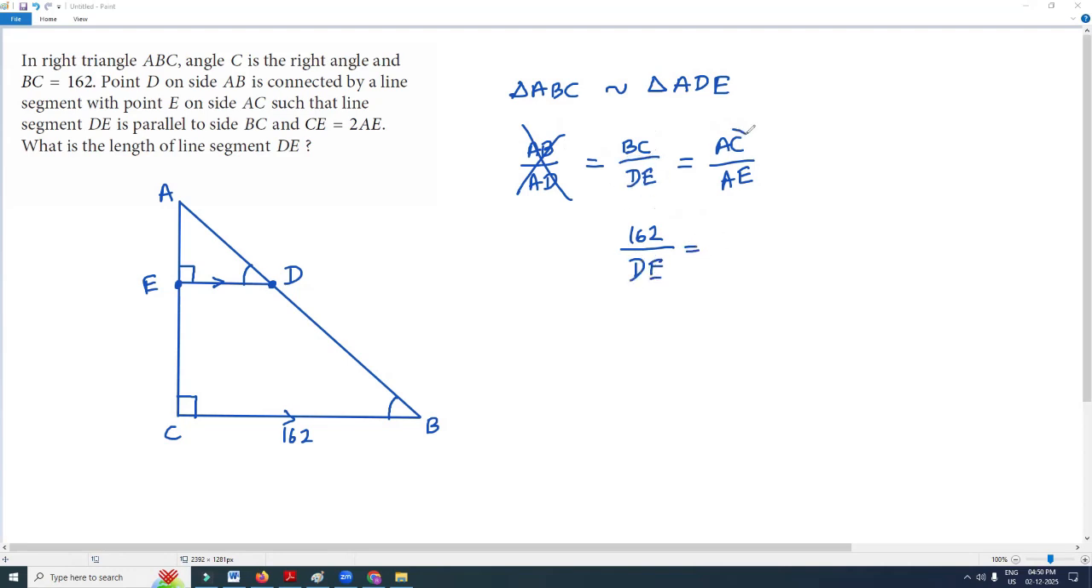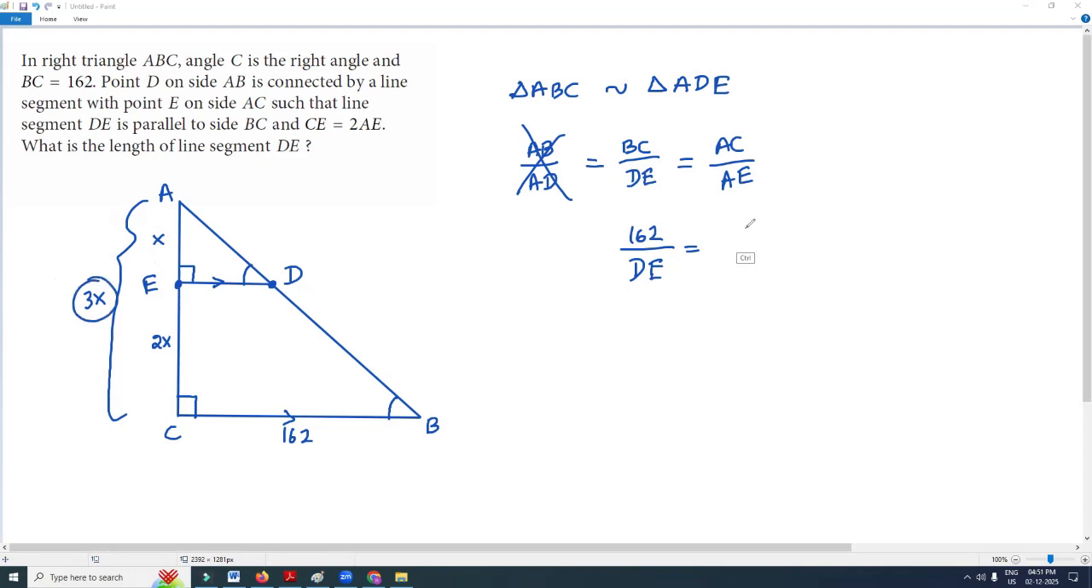And we don't have the length of AC and the length of AE. But we have information about the length of AE. It's over here. That is, CE equals 2 times AE. Okay, let me assume X as the length of AE. Then what is the length of CE? 2 times X. That is, the length of CE is 2X. What is the length of AC? To get the length of AC, we have to add this X and 2X. Then I'm getting 3X. Okay, here I got the length of AC, that is 3X.